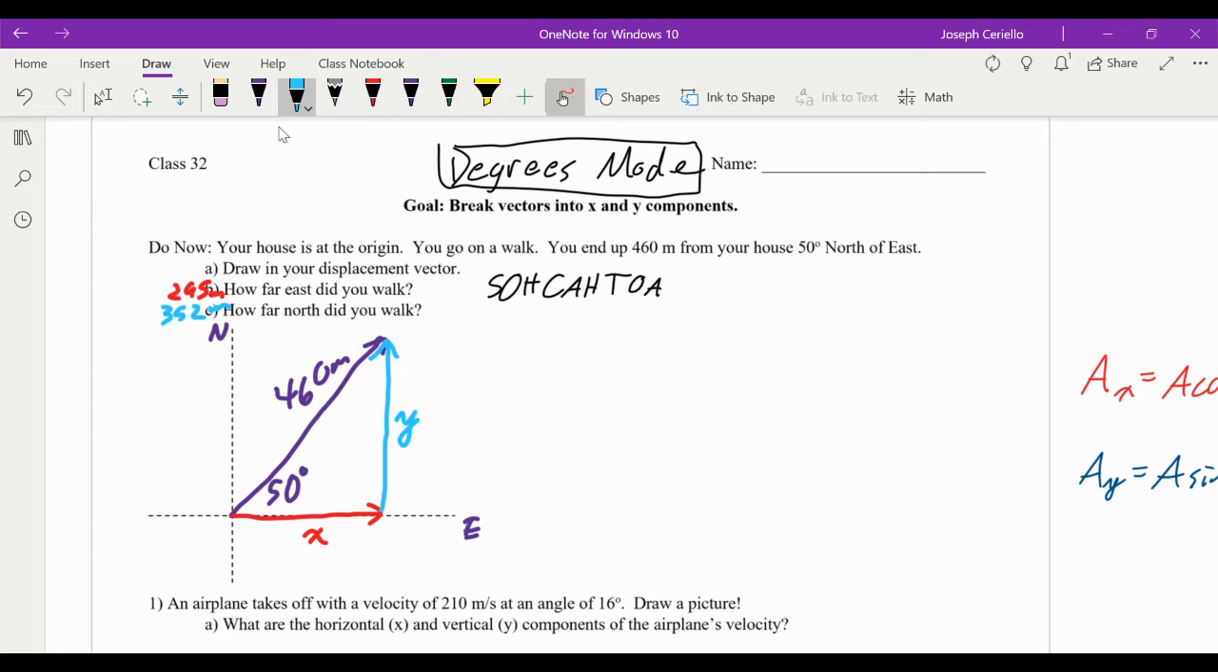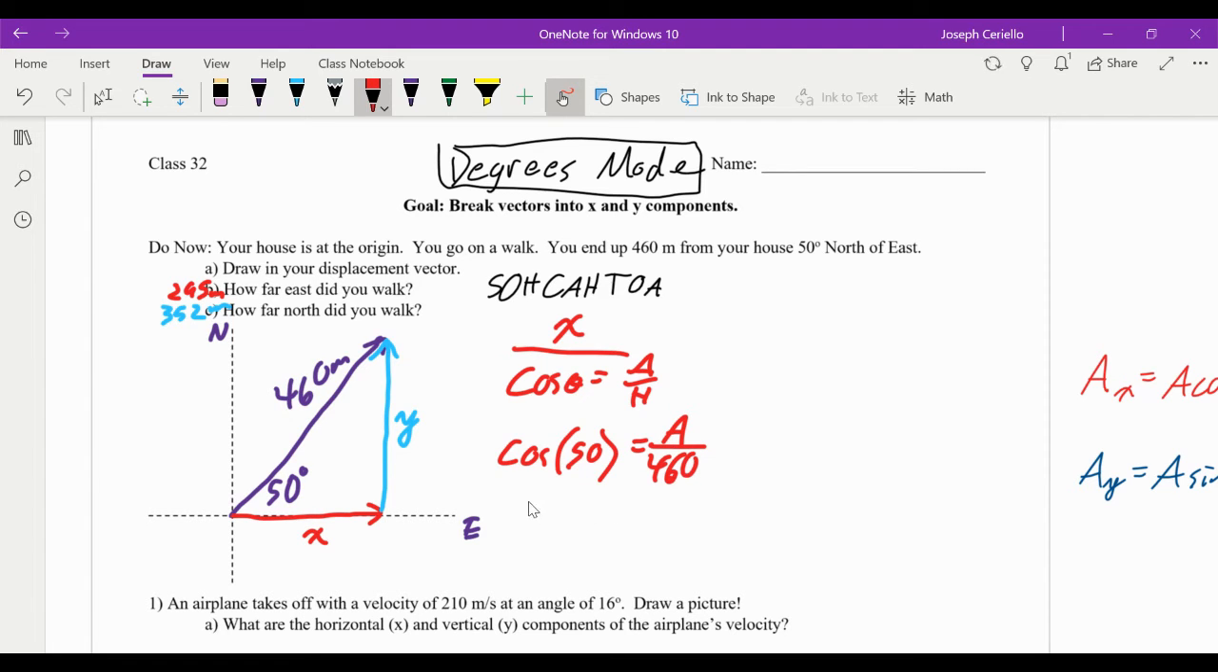So to get the eastward component, that's the x. So am I going to use sine, cosine, or tangent? You don't have to memorize SOHCAHTOA. It is on your reference table. You have to know where it is, though. Since x is the adjacent side, I'm going to use cosine. So cosine theta equals adjacent over hypotenuse. Cosine of 50 degrees, make sure you're in degrees mode, equals adjacent, that's what I'm looking for, over the hypotenuse of 460. I'm going to multiply both sides by 460.